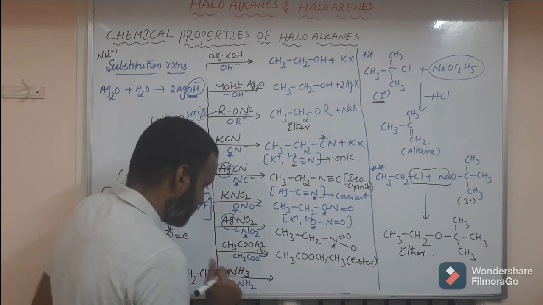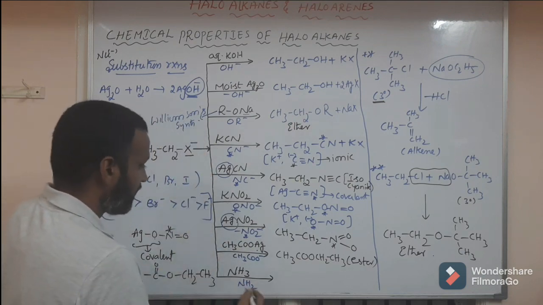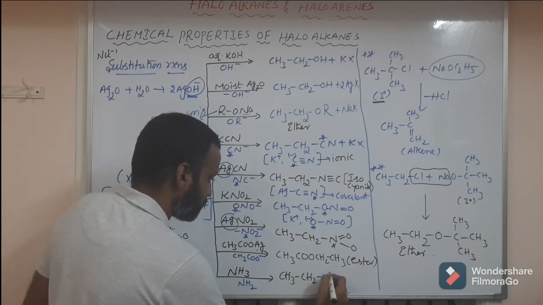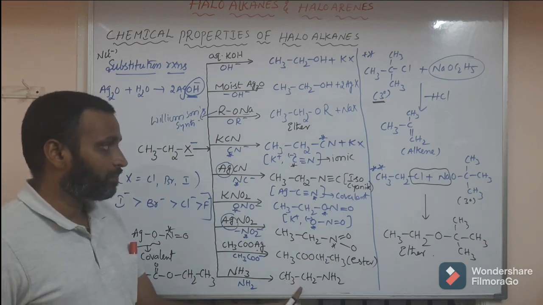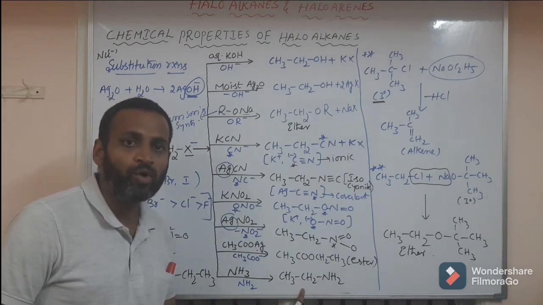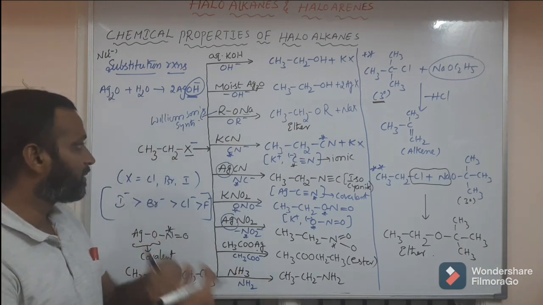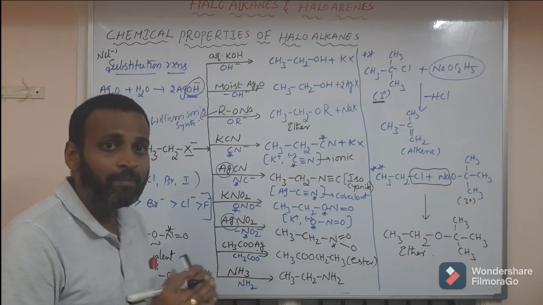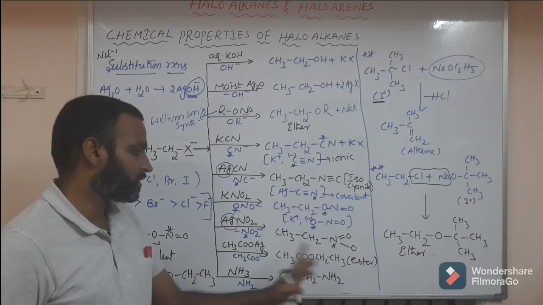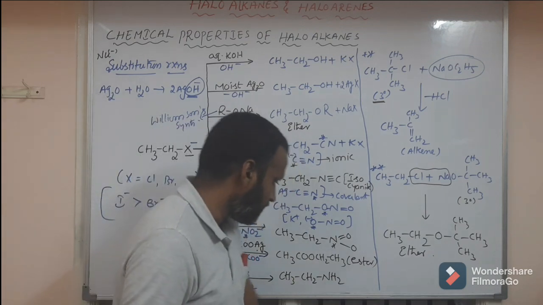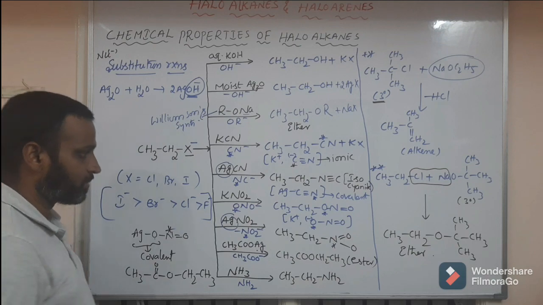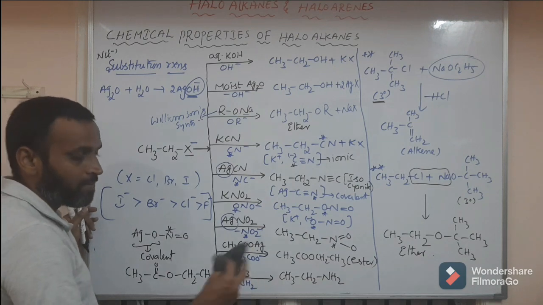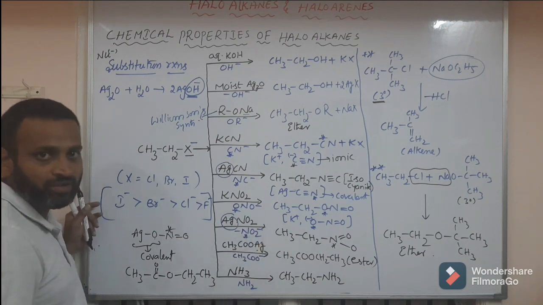Got it? Now come to this, very simple. As I said previously also, HX will be removed, so that you will get CH3CH2NH2. This reaction can be repeated. This is called Hofmann ammonolysis, meaning X is replaced by an amine group. So you will have CH3CH2NH2 like this. So these are the most important nucleophilic substitution reactions. I'll continue this Hofmann ammonolysis reaction because that is a preparation of amines for us.